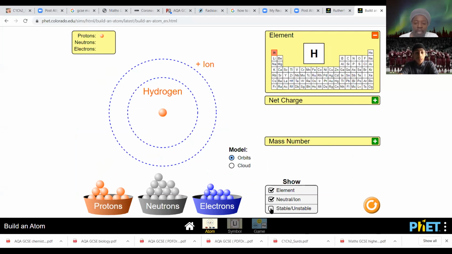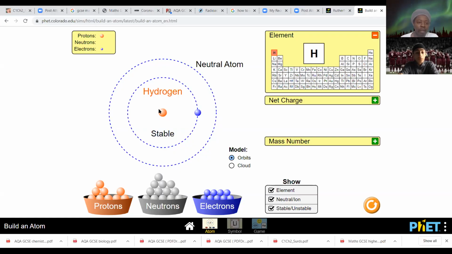So I can put a few more things. Let's see. I'm going to click stable so that we can see whether we're creating something that is stable. Now here in this case, Jay, you can see that I have created what is known as an ion. It's just positively charged. Now, if I put an electron into the orbit, now I have a neutral atom. There's nothing new there because you know that this positive has been neutralized by this negative.